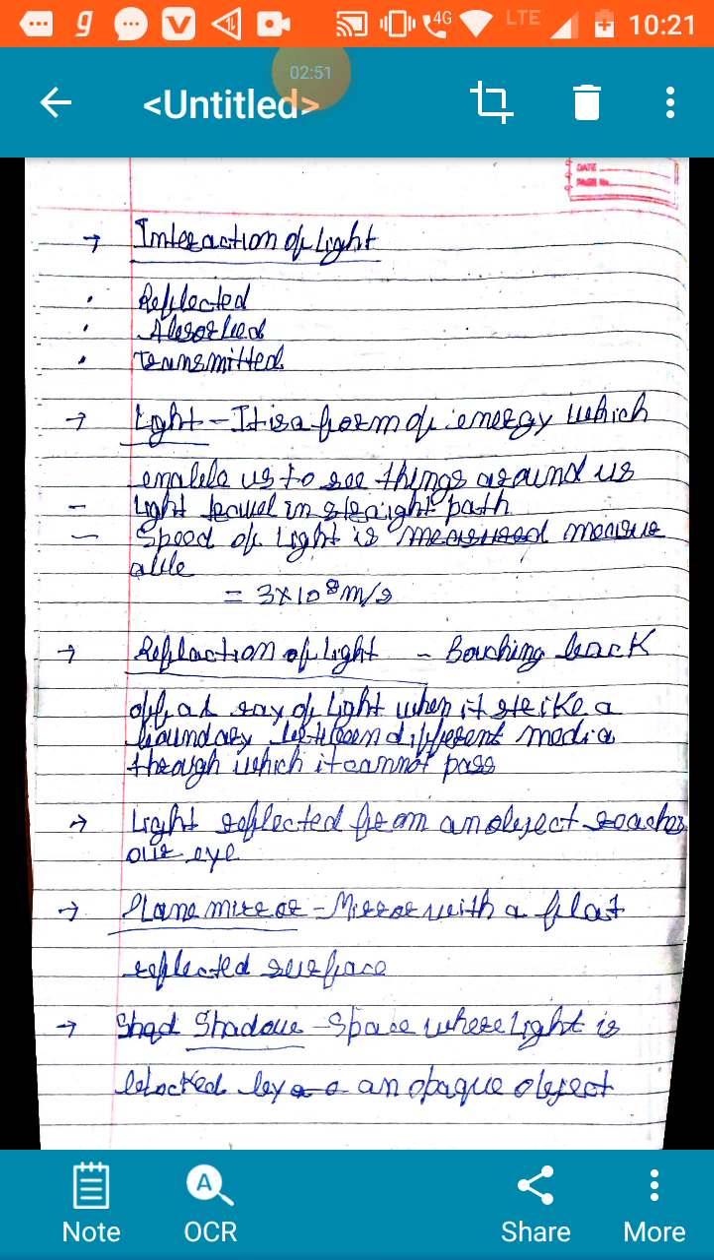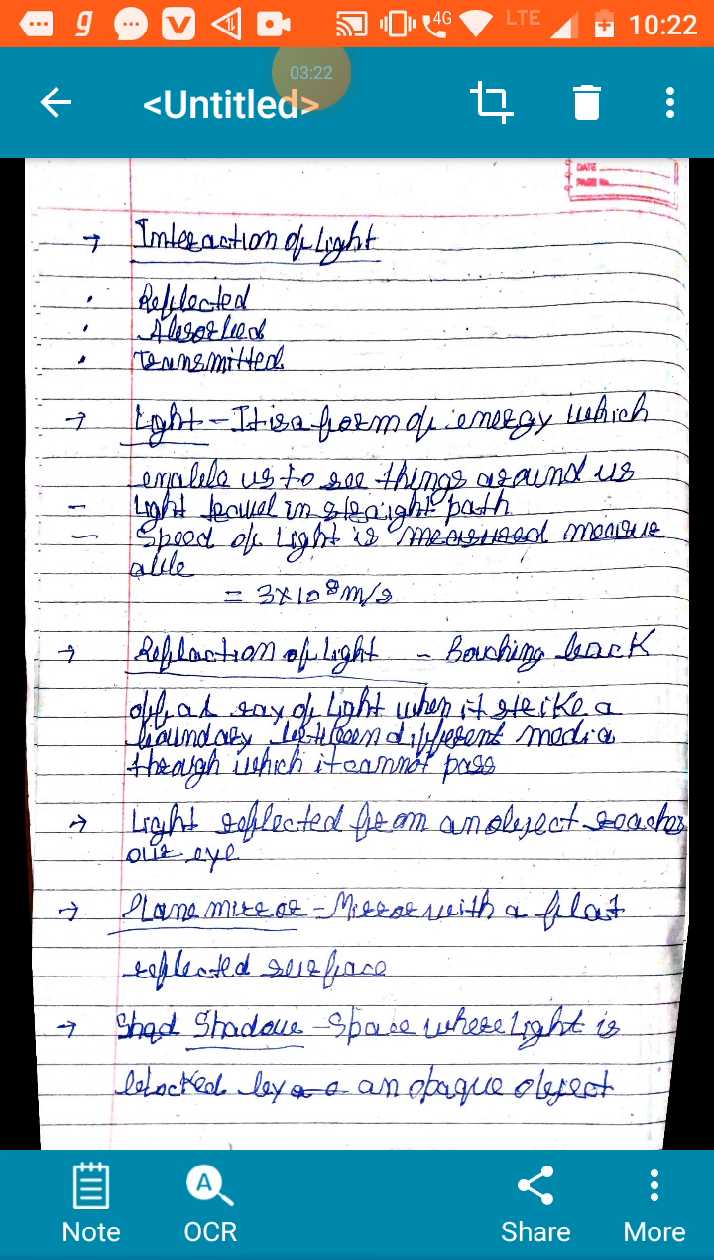Reflection of light means the bouncing back of a ray of light when it hits a boundary between different media through which it cannot pass. Light reflected from an object reaches our eyes. Plane mirror: a mirror with a flat reflecting surface.